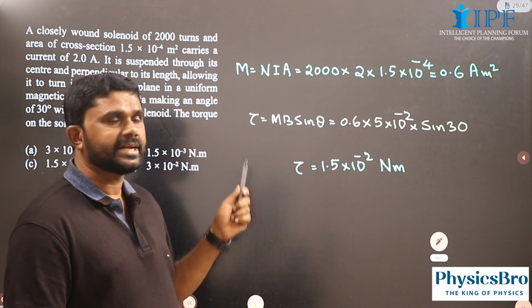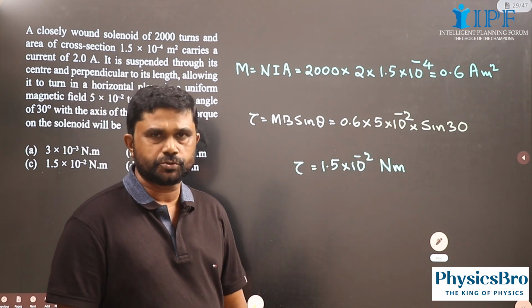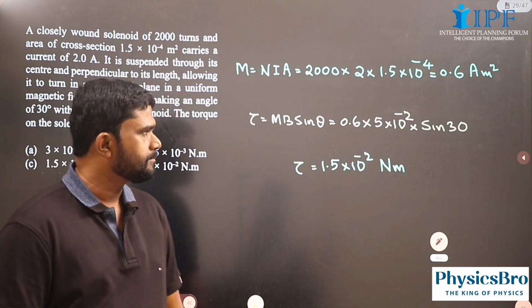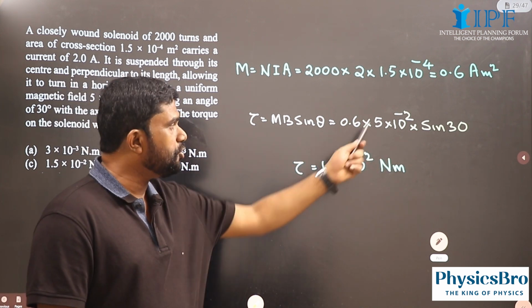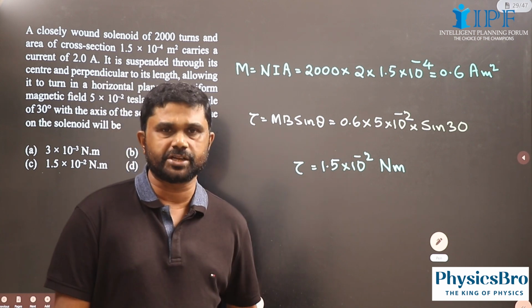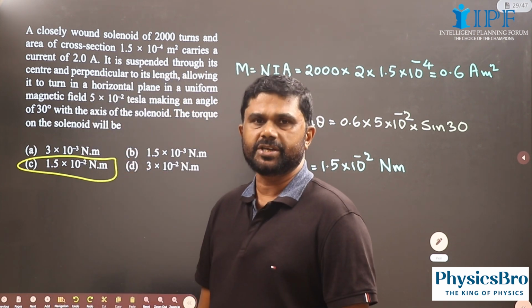Torque will be MB sin theta. Dipole moment is 0.6. B is 5 into 10 raised minus 2. Sin theta is sin 30. Okay, sin 30 is 1 by 2 into 0.6, that is 0.3 into 5, that is 1.5 into 10 raised minus 2. 1.5 into 10 raised to minus 2 Newton meter.